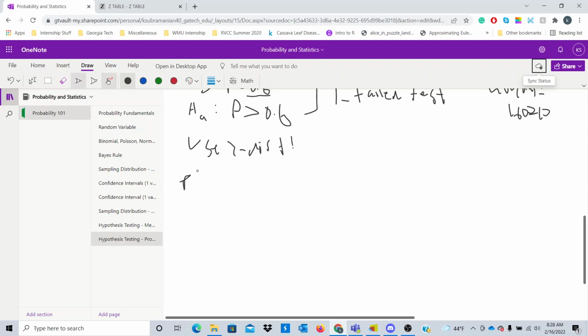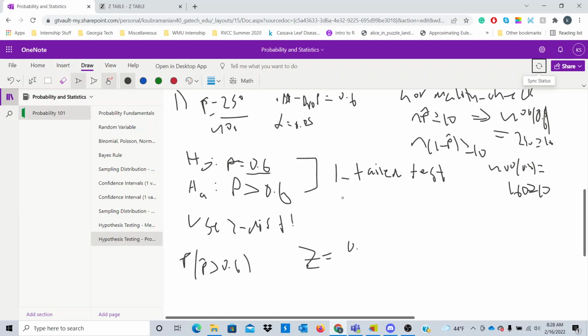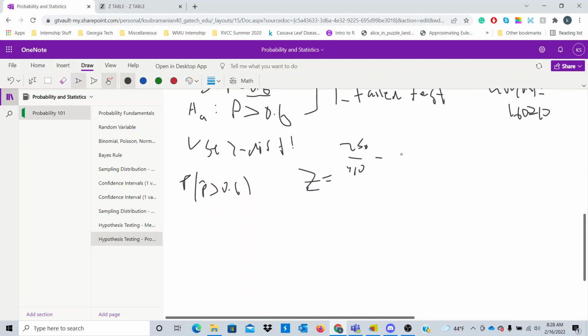So we want to find the probability of getting a sample proportion above 0.6, right? So we have to convert that into a z-score, right? So our z-score in this case would be 250 over 400, right? Minus, what is the p? Well, the p is actually 0.6 because that's our center for this sampling distribution of proportions, right? This is our p hat, essentially, this fraction.